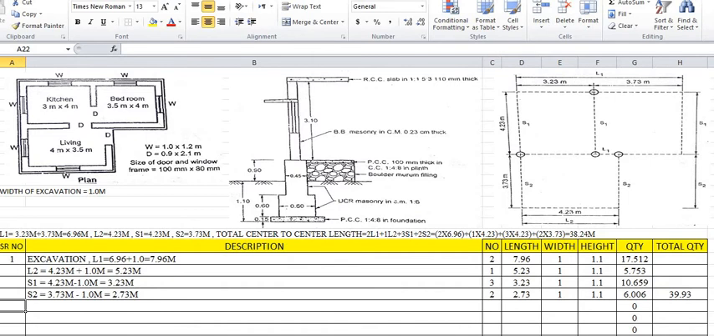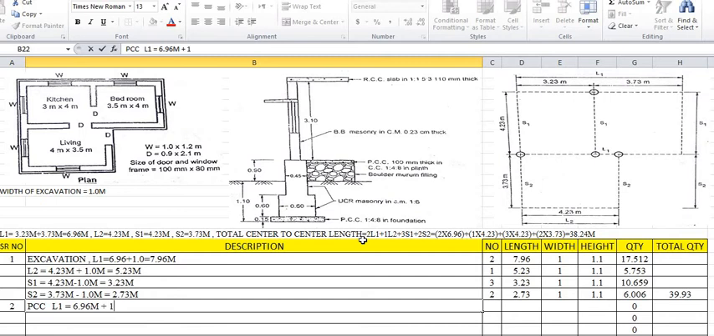Same way we will find out the PCC. So serial number 2 is the PCC. In the same way we will consider the length of long wall and short wall along PCC. We already calculated these things in previous lectures, but here there is somewhat of a change in the figure, so I am repeating the concept. So L1 again is 6.96 meters, plus the width of section. The width of PCC is the same as the width of excavation, that is 1 meter.